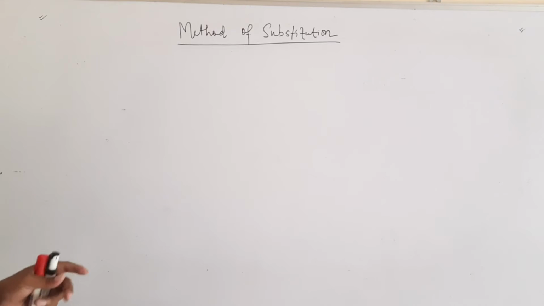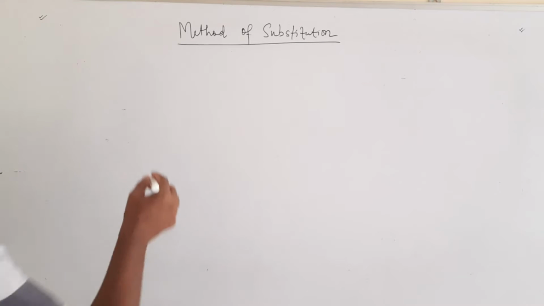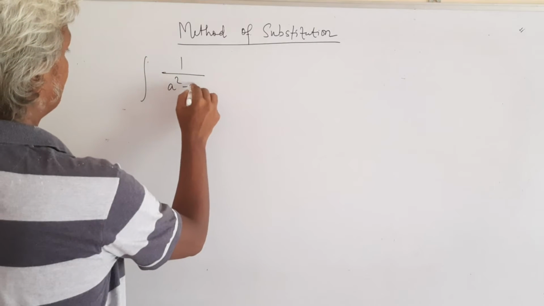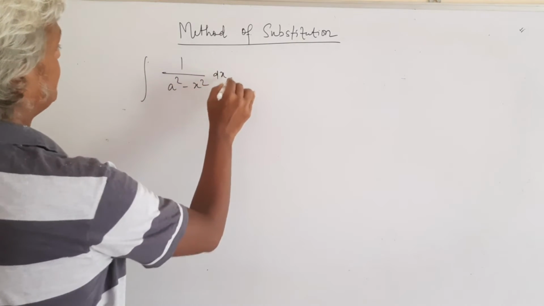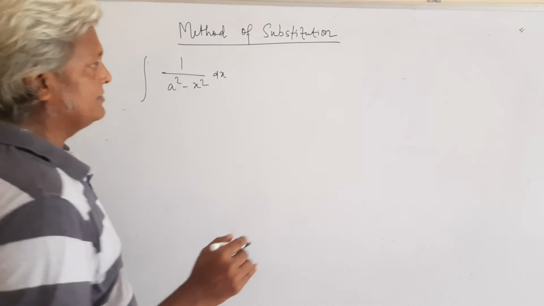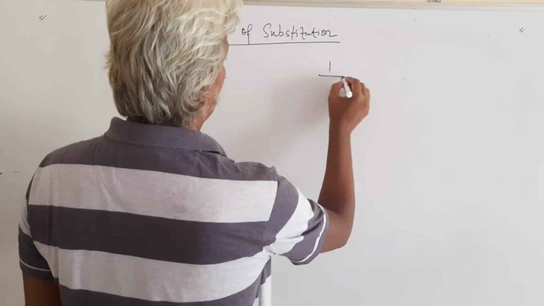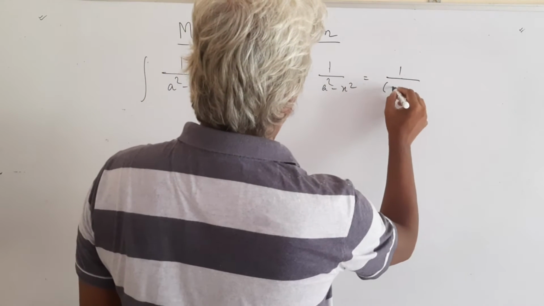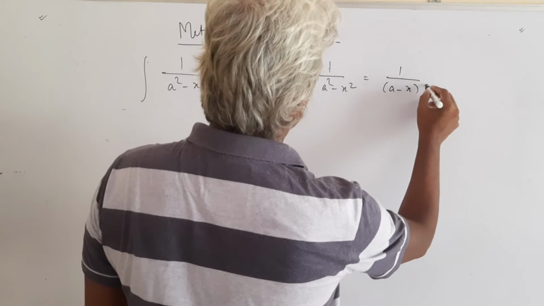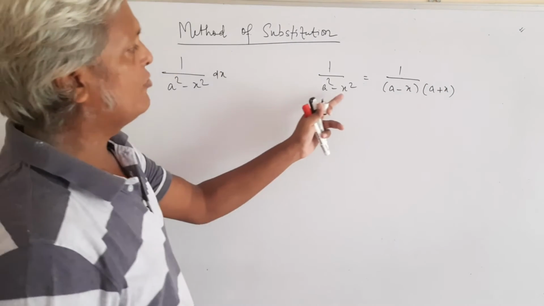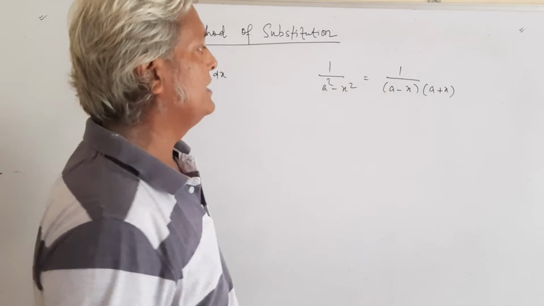So now in this video I'll just take some prominent algebraical standard forms. The first form is how to find the integration of 1 over a square minus x square dx. Those who have studied rational fractions or algebra know that 1 over a square minus x square can be written as 1 over a minus x times a plus x. This is just the formula a square minus b square is a minus b, a plus b.